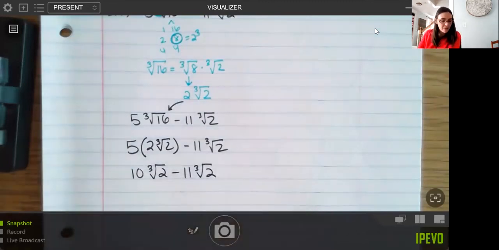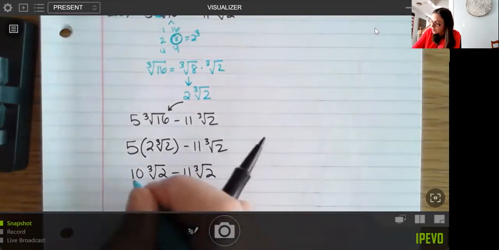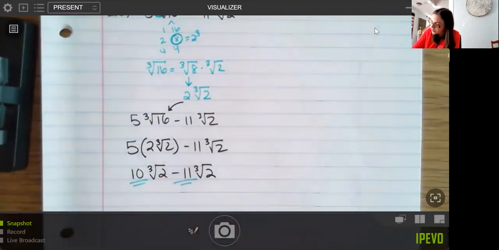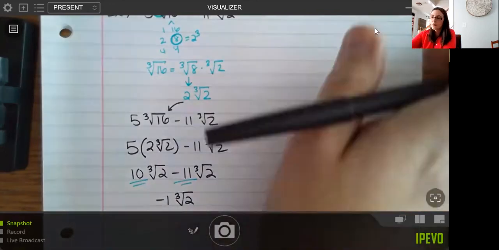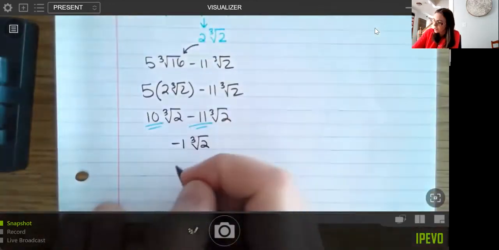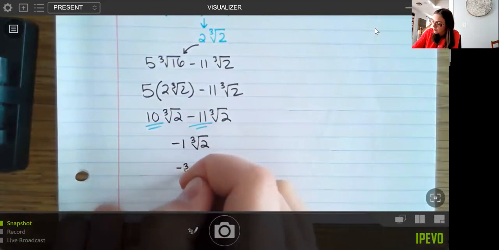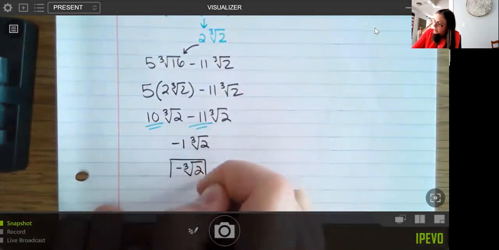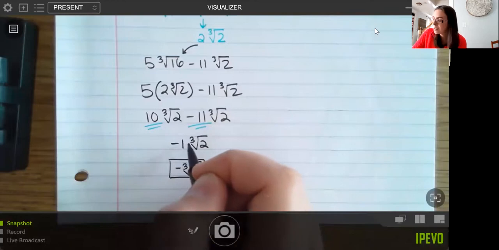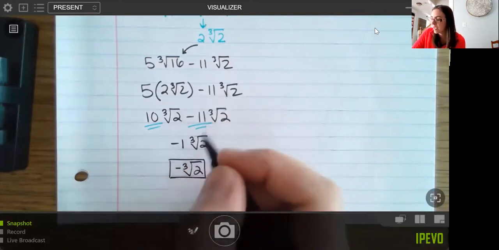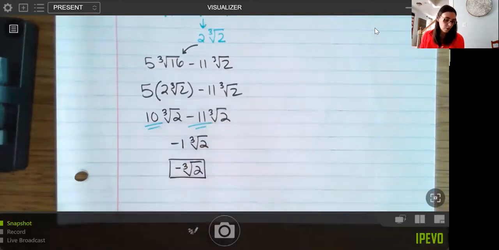And now notice I have the same kind of roots. So I can do 10 minus 11 here, which is -1 times the cubed root of 2. You don't really need the 1 there, so you can also write it as just negative cubed root of 2. And remember that this is being multiplied. So I know it looks kind of funny to write it this way, but it's actually -1 times the cubed root of 2.